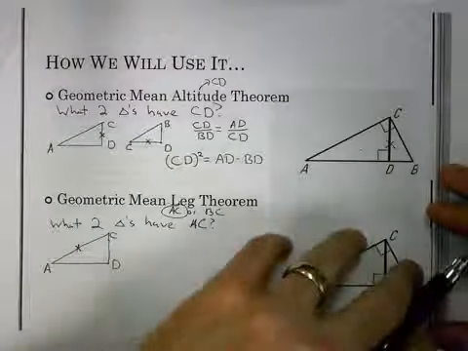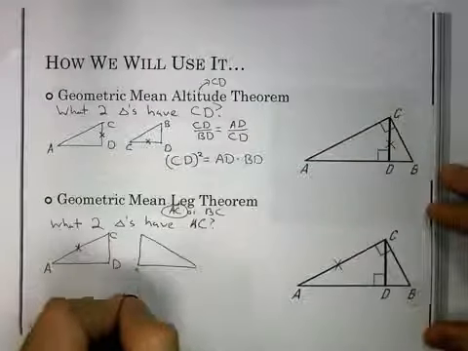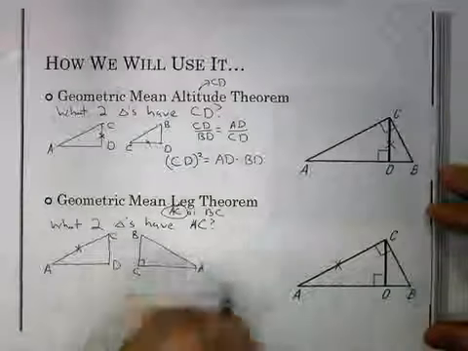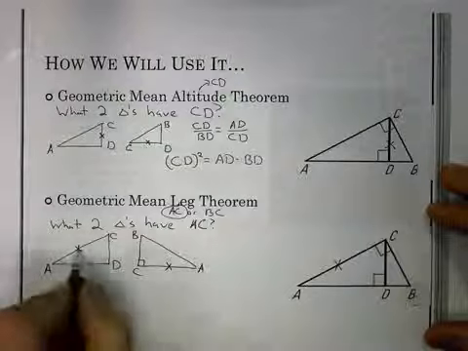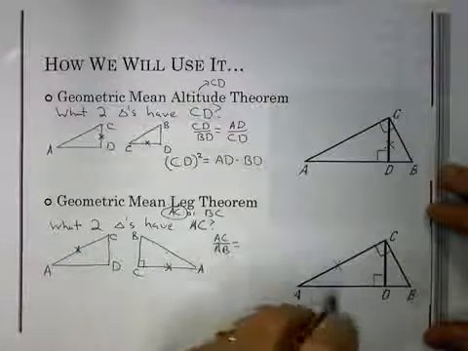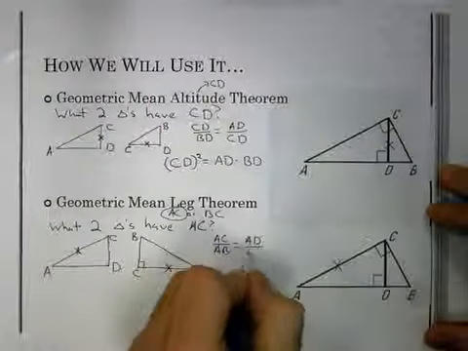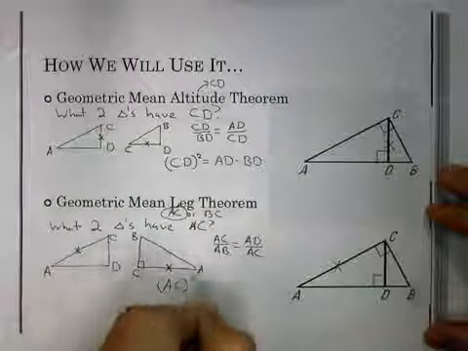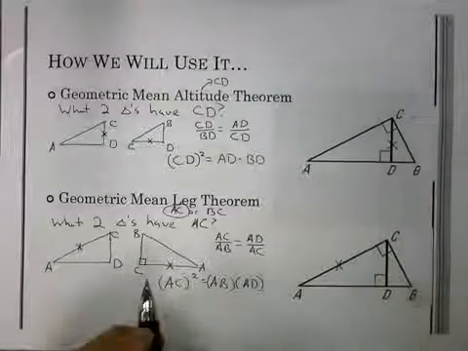If I rotate that around, C is my hypotenuse, B is at the end of my shorter leg, and A is at the end of my longer leg. There's the other AC. So AC over AB equals AD over AC. Now I look at the cross product. I get AC squared equals AB times AD, which matches what we said before.